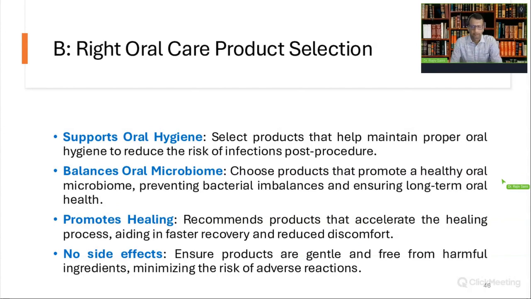Second is the right selection of oral care products. It really supports oral hygiene. Number 2, it balances the oral microbiome. As we discussed, there's bad bacteria and there's good bacteria. Both of them are present in the oral cavity. If we ask the patient to use an alcohol and chemical-based mouthwash, it will kill both the good and the bad. And as a result, you have a compromised oral cavity.